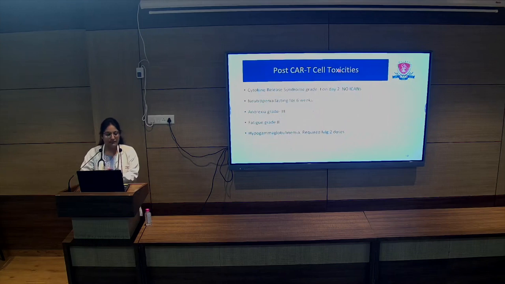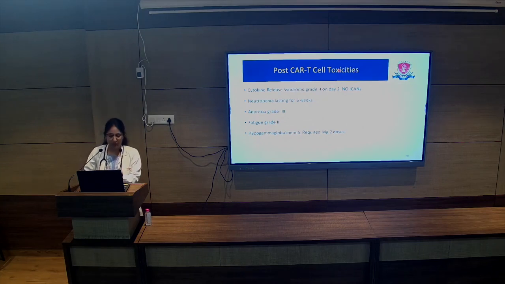So post CAR T, the patient experienced a few toxicities: cytokine release syndrome grade 1 on day 2, but there was no neurotoxicity seen. Neutropenia was there, lasting for 6 weeks, and grade 3 anorexia, fatigue and hypogammaglobulinemia, which required 2 IVIG doses.